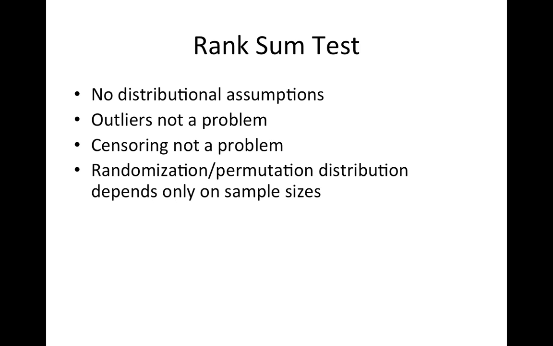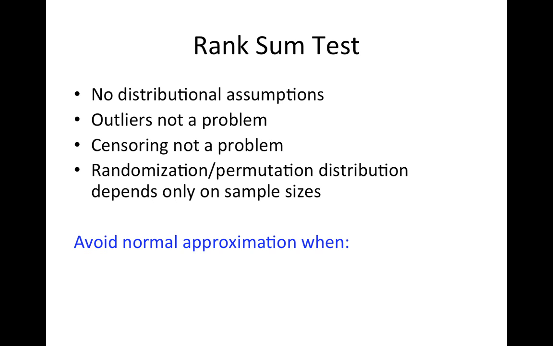The randomization or permutation distribution depends only on the sample sizes. In other words, we don't even have to know the values. If we have 10 values and there's no ties, we know we just have the numbers from 1 to 10. So the reference distribution depends only on the sample sizes, and that's how we know it's going to look like a normal curve.